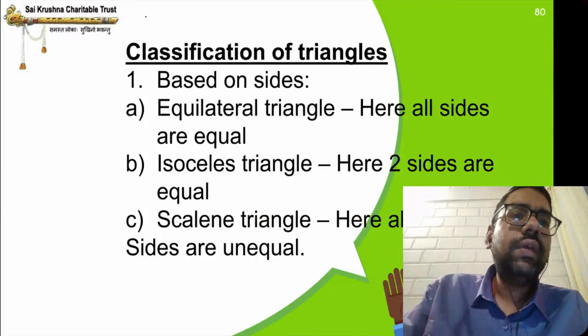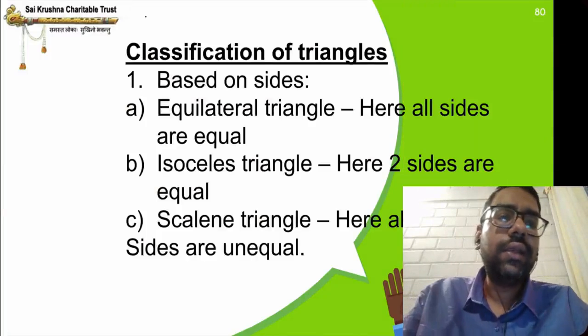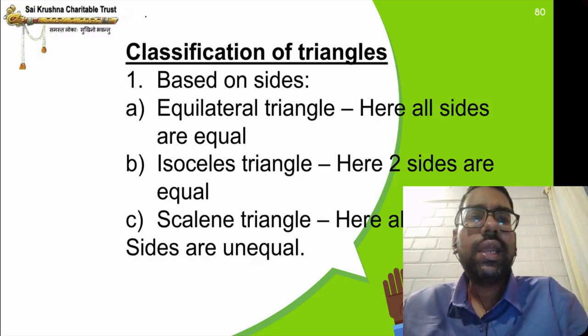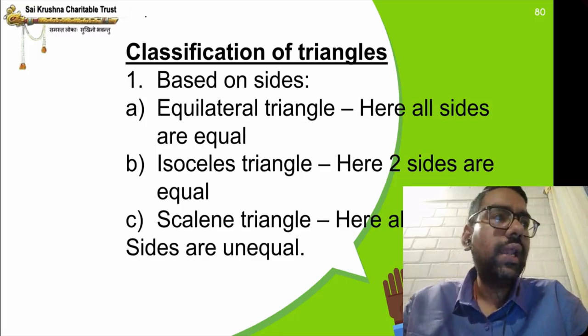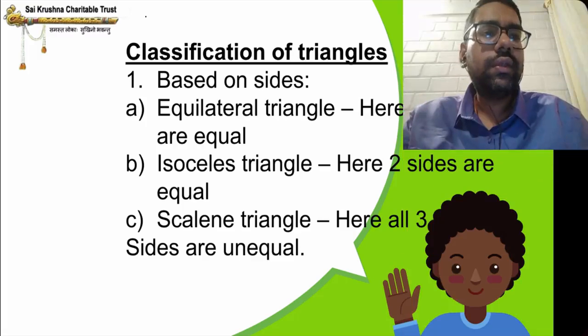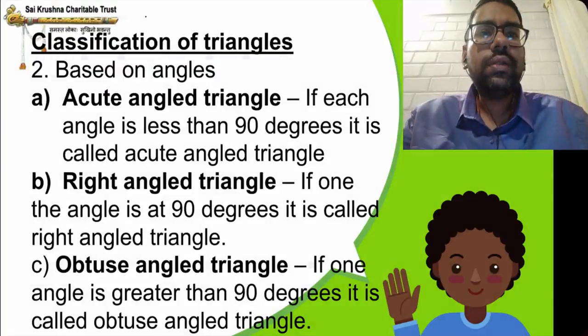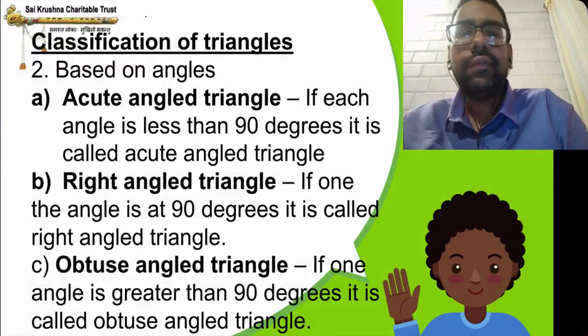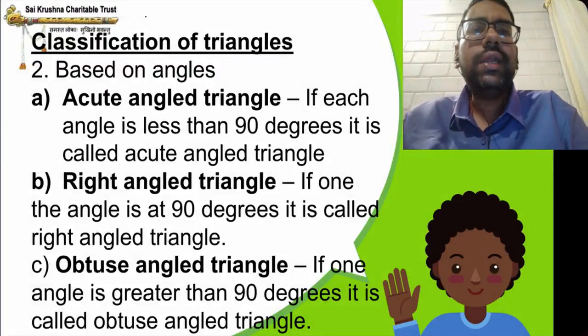Equilateral triangle means all sides are equal. Isosceles triangle, two sides are equal. Scalene triangle, no sides are equal. See, I have given pictures of these also. Based on angles, an acute angle triangle means if each angle of the triangle is less than 90 degrees, it is called an acute angle triangle.